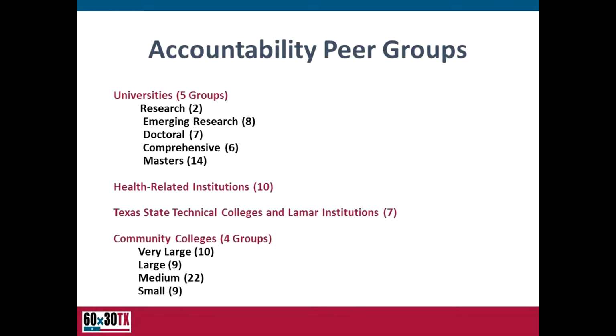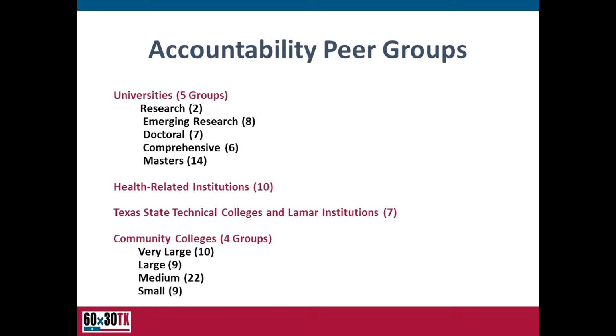The information in the accountability system is organized by peer groups, and we have peer groups come together once or twice a year at the coordinating board to talk about their institutions, to look at data, and to talk about issues that they can help inform, issues that might impact their peer institutions. We have 2 research institutions in the state, 8 emerging research institutions, 7 doctoral, 6 comprehensive, and 14 masters in terms of our universities. And there are criteria available online in the accountability system for how those are determined.